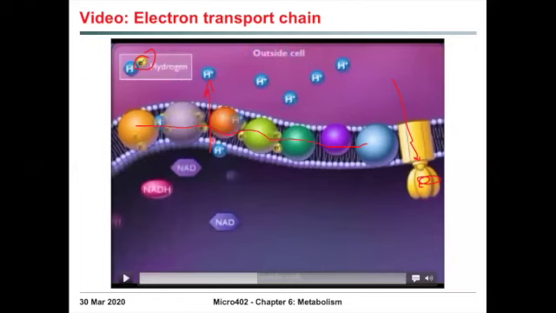Here we go again. Just watch this again and again. I can get the movie a little bit back because it's really interesting. All these protons are kicked out, and there will be a majority of them outside. That's why they call it chemiosmosis. Remember, osmosis means there is a differential concentration.